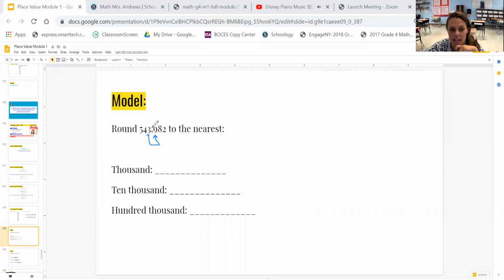Remembering this 3 is the number that's climbing. So we're going to add 1 to it. All the other numbers become a 0. The numbers before that, 500,000 and the 40,000, they stay the same. So my actual answer is 544,000 because you just added that 1,000 to the thousands place. Okay?